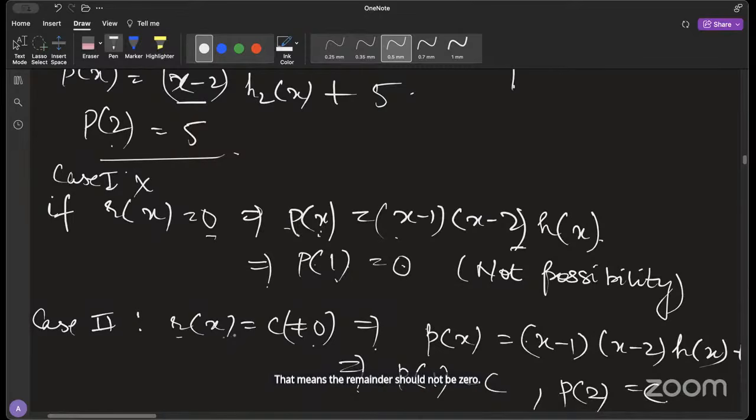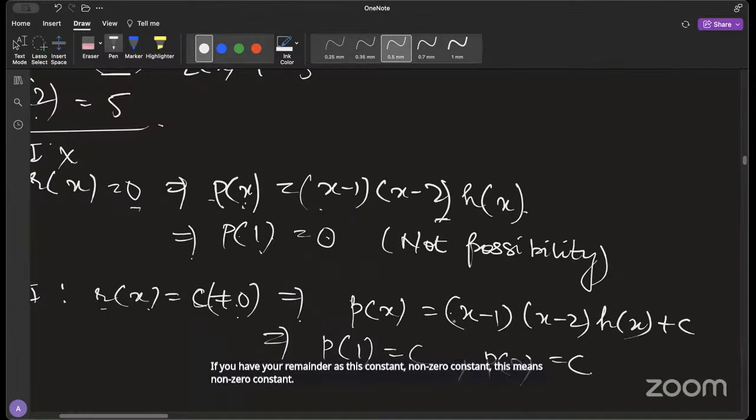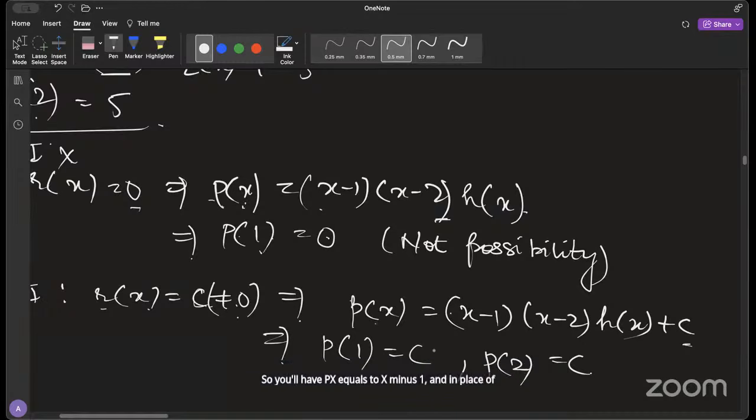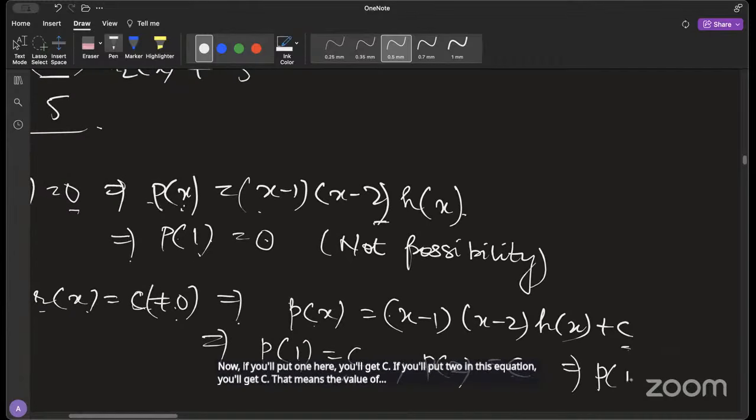Then the second case is your remainder is a constant. Now, if you have your remainder as this non-zero constant, you will have Px equals x minus 1, and in place of the remainder, there will be C, right? We have replaced Rx with C. Now, if you put 1 here, you will get C. If you put 2 in this equation, you will get C. That means the values of P1 and P2 should be the same.